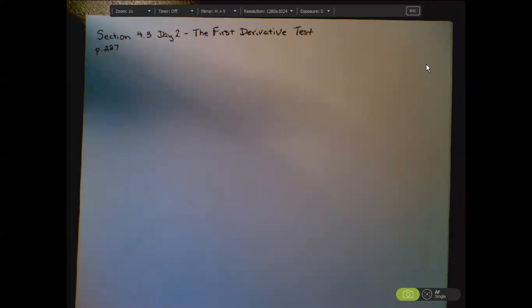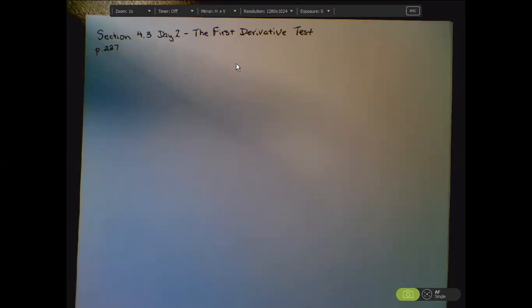Okay, we talked about what the first derivative test is yesterday. Tell me how you can tell from the first derivative where a function's increasing. Well, basically at all the points where the derivative can be zero, that's where you would have some kind of important point, like a maximum or a minimum.